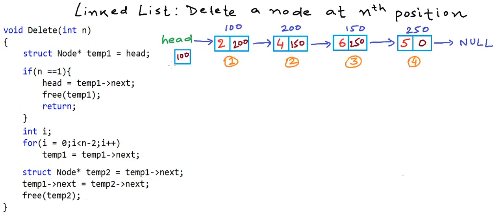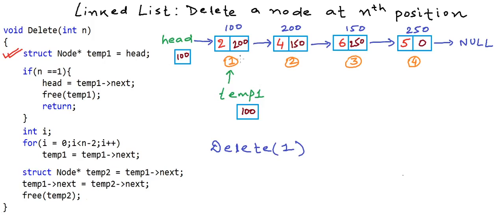I'll quickly walk you through this code in the logical view to make things further clear. Let's say we first make a call to delete node from the first position. That is, we want to delete the head node. So in this code, what we are doing is we are first creating a variable temp1, which is a pointer to node. Initially temp1 is equal to head, so it stores the address 100, so it points to the head node. Now n is equal to 1, so we come to this instruction: head is equal to temp1 dot next.